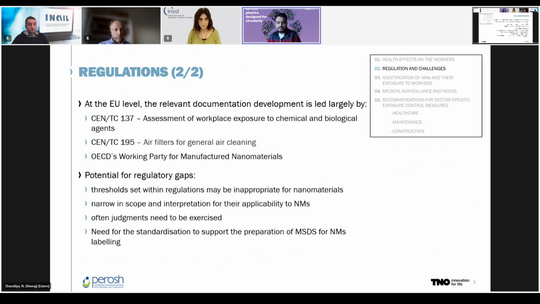Nevertheless, there is a considerable potential for regulatory gaps which need to be filled. This includes, for instance, the mass-based exposure thresholds set within the regulations, which are generally inappropriate for nanomaterials. The regulations are generally narrow in scope and in interpretation for their applicability to nanomaterials. At several instances, due to the lack of standardization, often judgment needs to be exercised by employers or OSH professionals. There's also a need for standardization to support the preparation of the MSDS, the material safety data sheet, and labeling for nanomaterials, namely the specific content and guidance about what should be considered in the different mandatory sections of the MSDS.